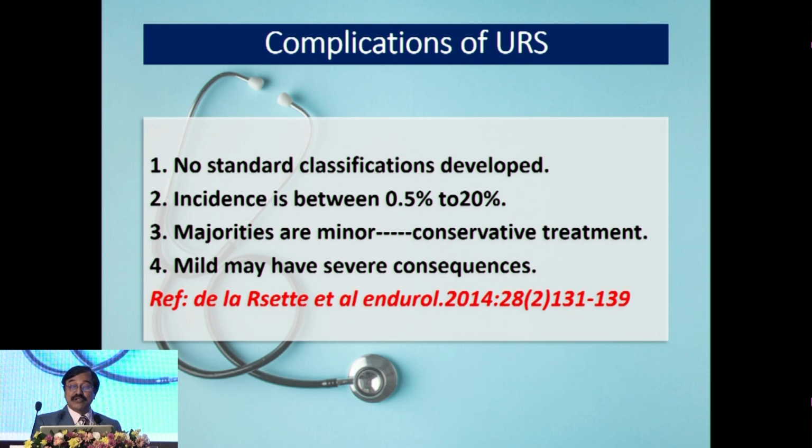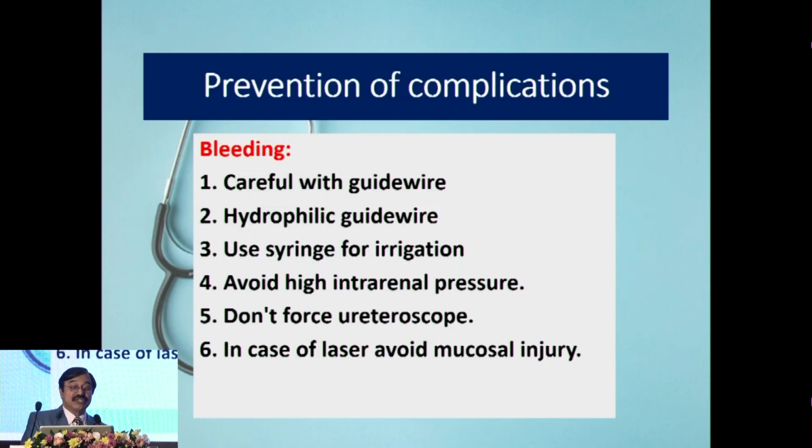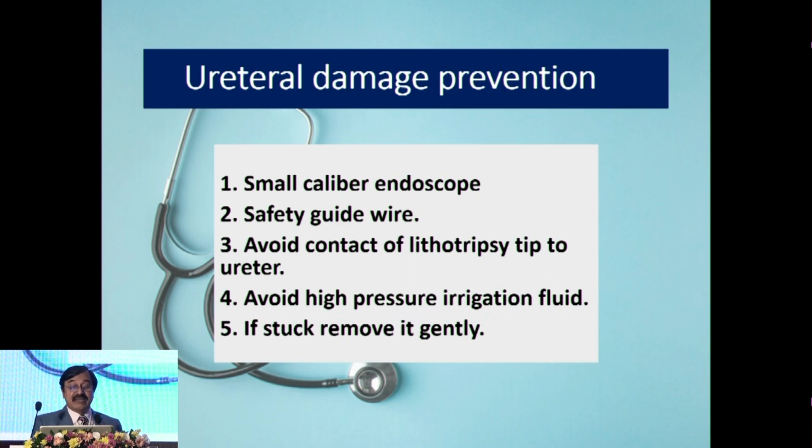And there are complications also in this procedure. Prevention of complications: again bleeding, guide wire use should be very careful. Hydrophilic guide wire should be used. Use a syringe for irrigation. Avoid high intrarenal pressure. Don't force the ureteroscope. In case of laser, avoid mucosal injury. And in case of ureteral damage, a small caliber endoscope should be used, a safety guide wire should be used, avoid contact of the lithotripsy tip with the ureter, avoid high pressure irrigation fluid. If stuck, remove it gently.